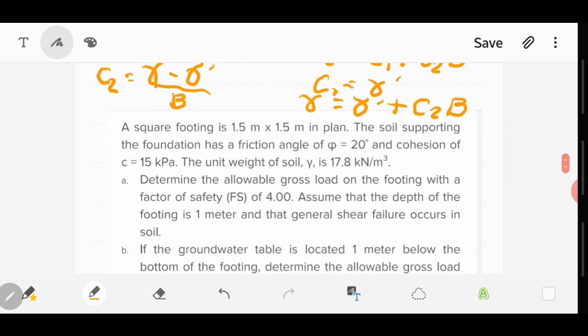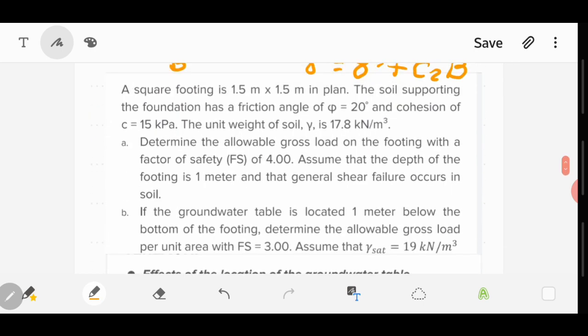Okay, so let's solve a problem. This is just the same problem as the one discussed in the previous video, but I decided to somewhat separate each principle, in order for us to learn it one at a time. A square footing is 1.5 meter by 1.5 meter in plan. The soil supporting the foundation has a friction angle phi equal to 20 degrees and a cohesion c equal to 15 kilopascal. The unit weight of soil gamma is equal to 17.8 kilonewton per meter cube.